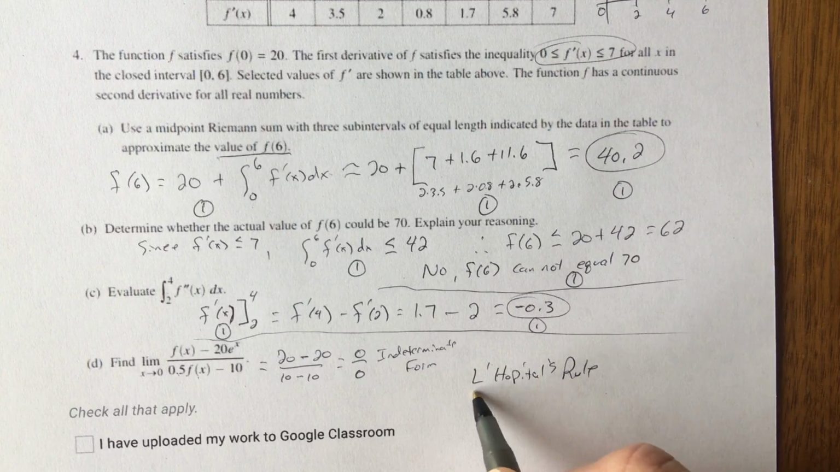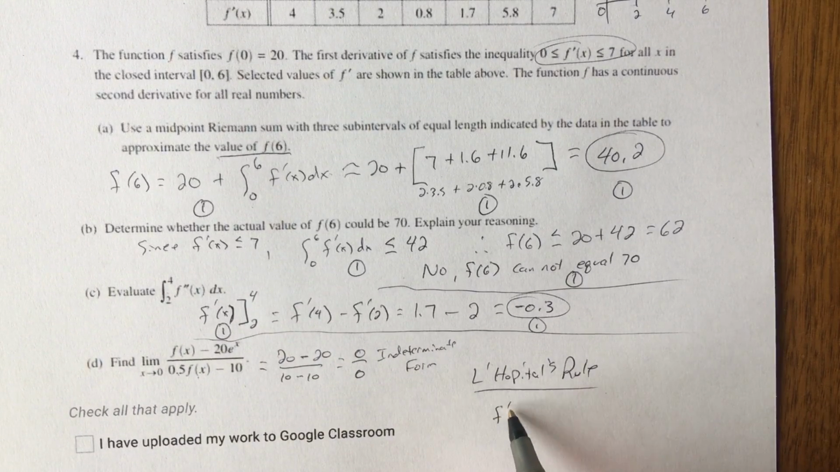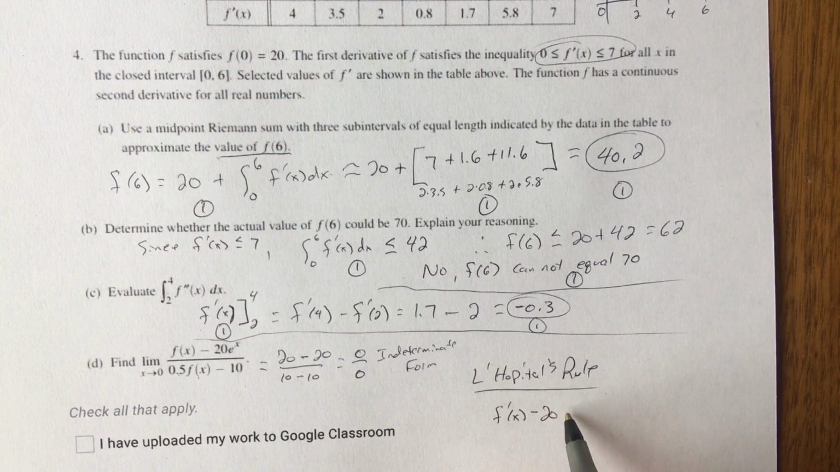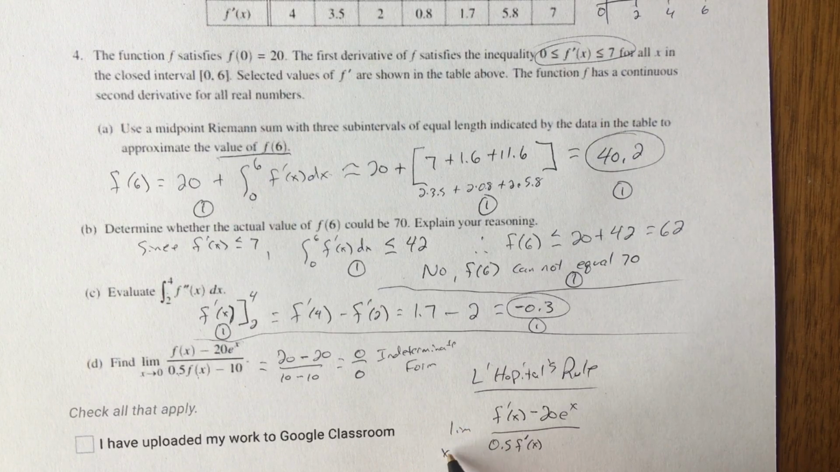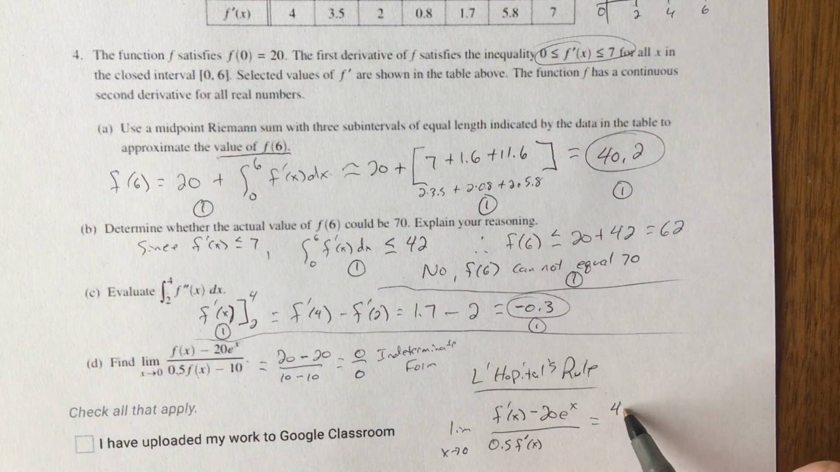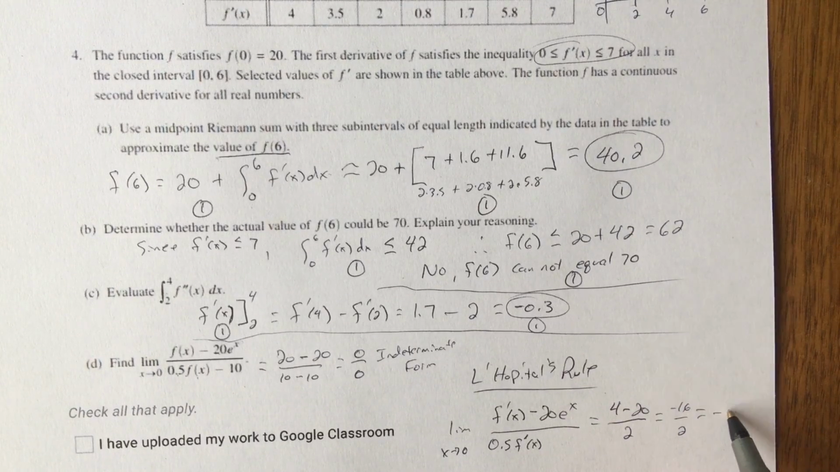And we can just write it. The grader knows what's going on. What we do is we take the derivative of this. So the derivative of f is f prime minus 20 times the derivative of e to the x, which is still e to the x, over 0.5 times the derivative of f, which is f prime, and then minus the derivative of 10, which is 0. And then L'Hopital says, now try it again, see if it works this time. So f prime 0 is 4 minus 20 times 1, which is 20, over 0.5 times f prime 0, so that's 2. We get a negative 16 divided by 2, which is negative 8.